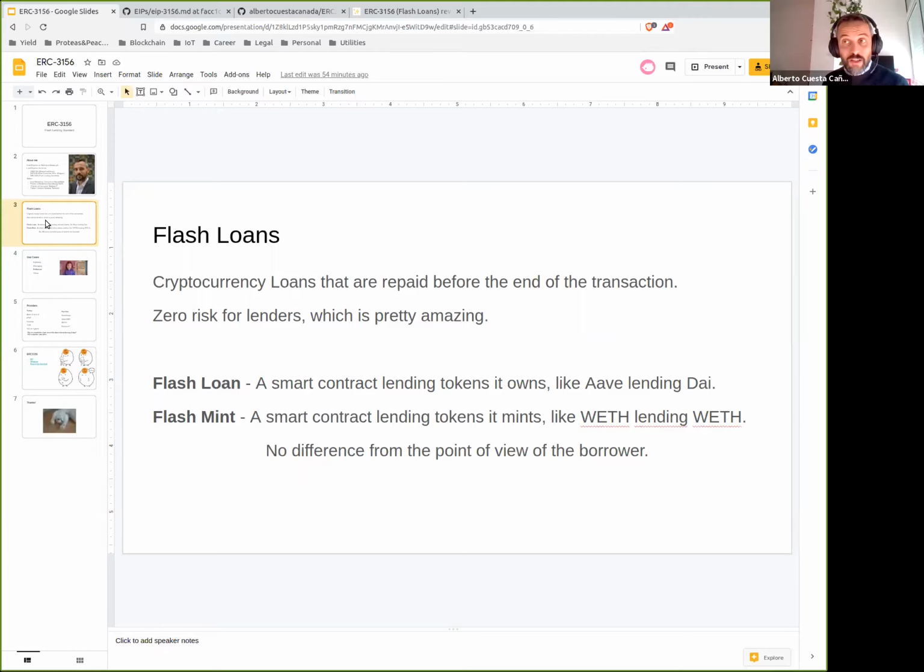But anyway, those are the two terms, flash loan, flash mint. From the point of view of the borrower, they're the same. Unless you are really, really interested in borrowing 1 trillion of some token, it doesn't really matter. So those are flash loans.